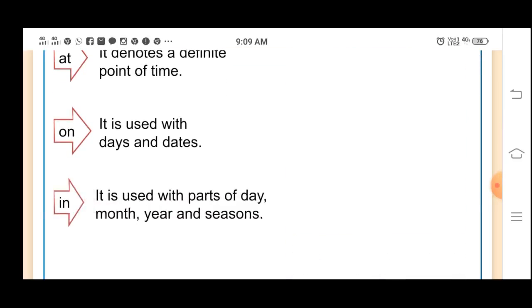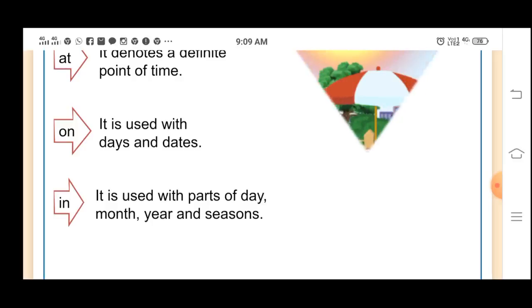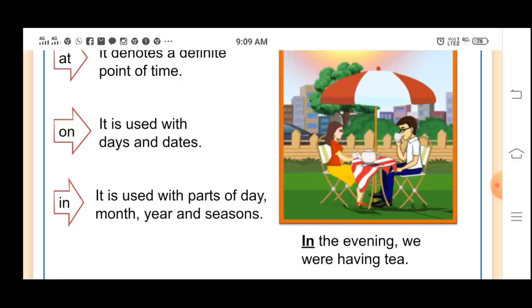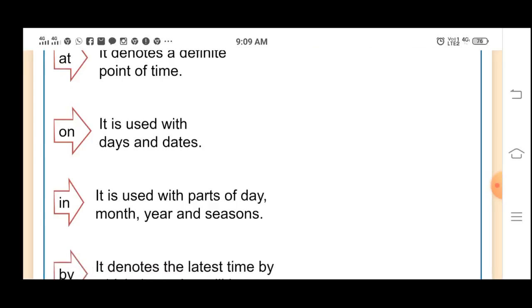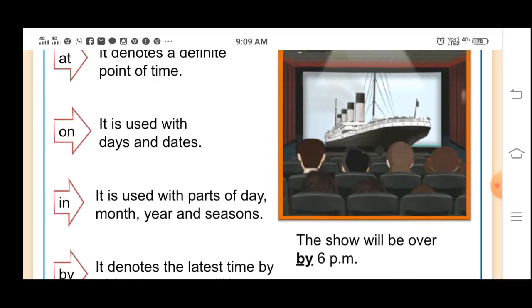In is used with parts of day, month, year and seasons. For example, in the evening, we were having tea. By. It denotes the latest time by which the action will be over. For example, the show will be over by 6 p.m.